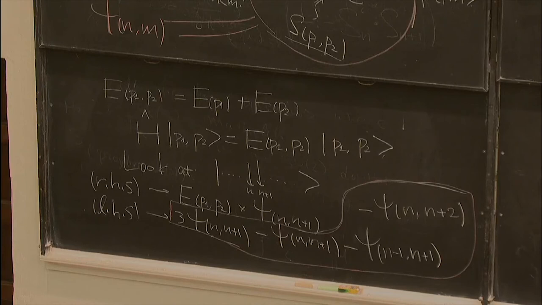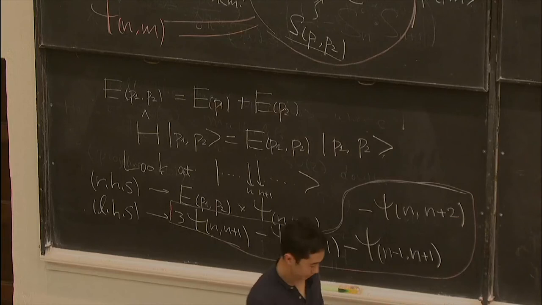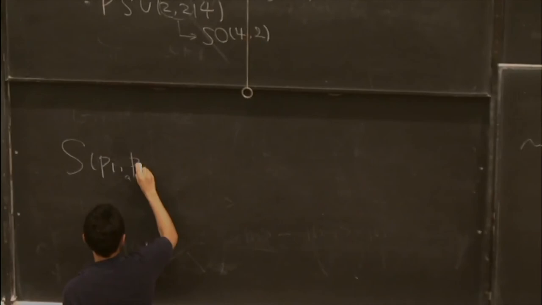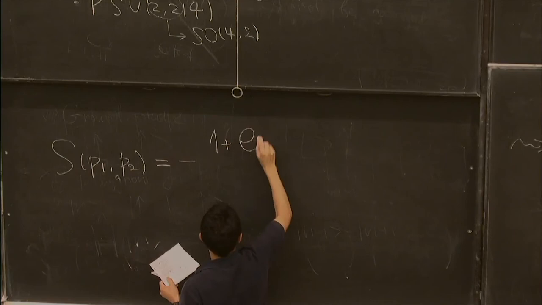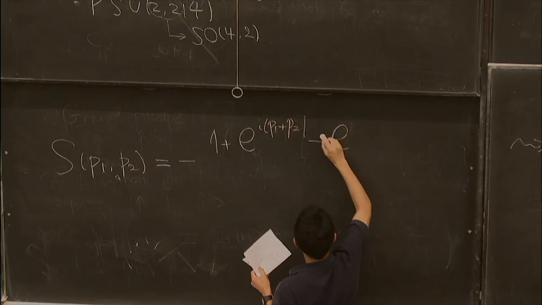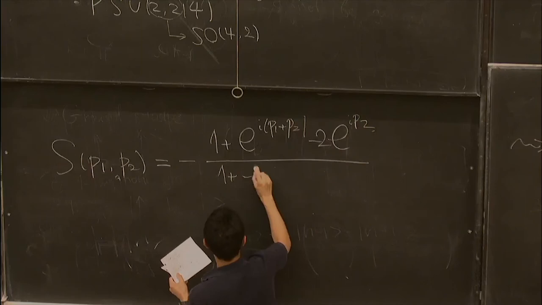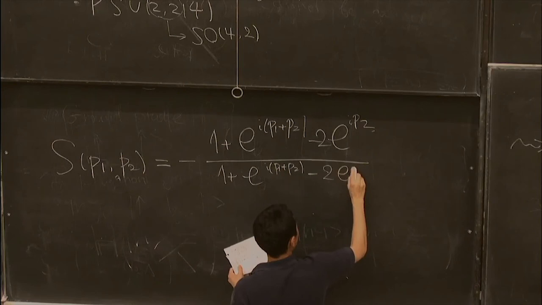the unfixed coefficient f, s. And if you do so, you get, so let me just write the final result. S(p1, p2) is equal to minus 1 plus e^{2i p1 + p2} minus 2 times e^{i p2}, over 1 plus e^{i(p1+p2)} minus 2 times e^{i p1}.